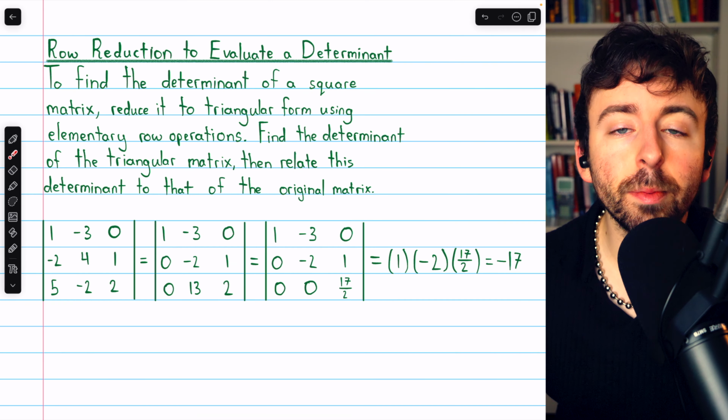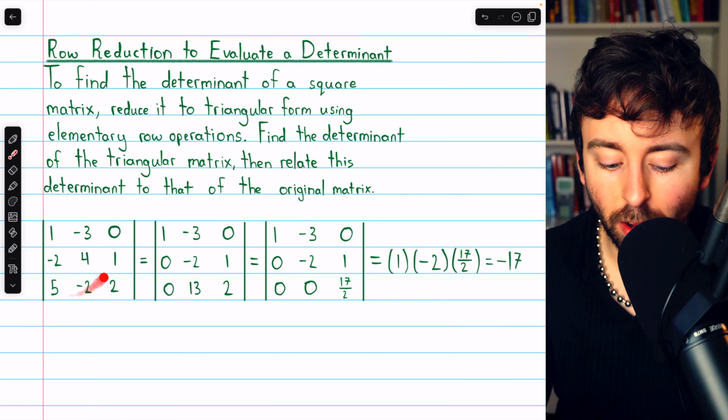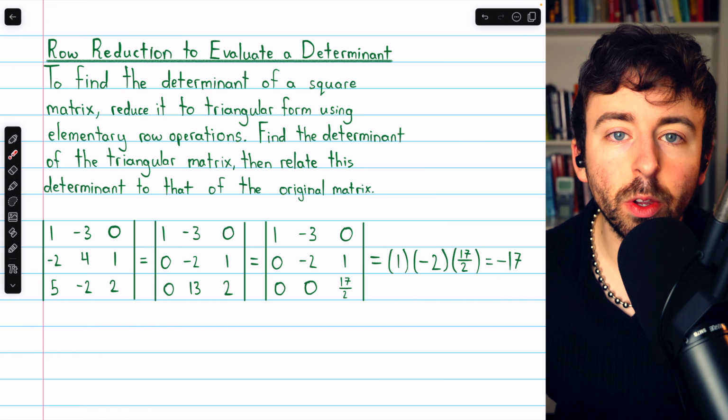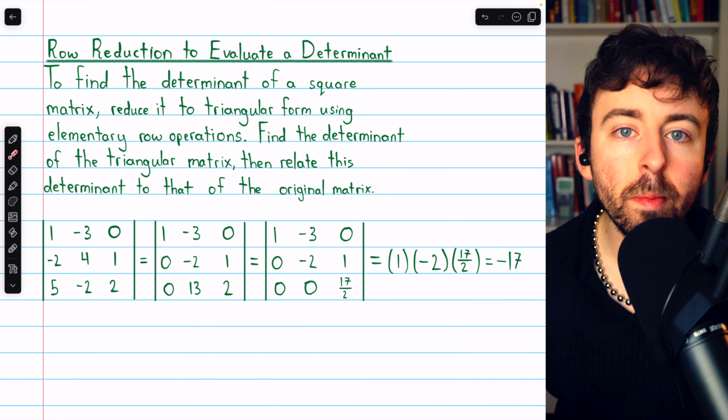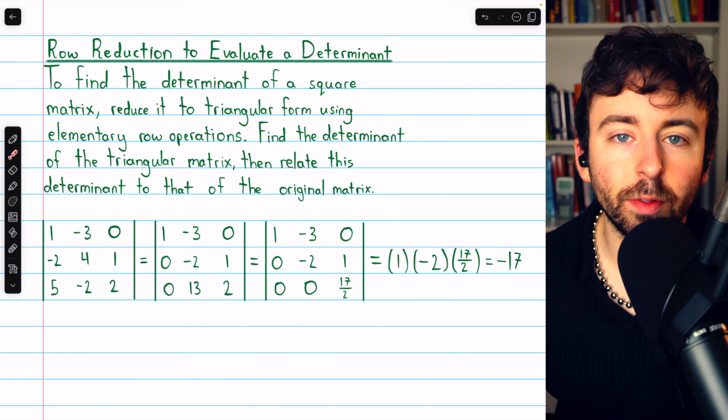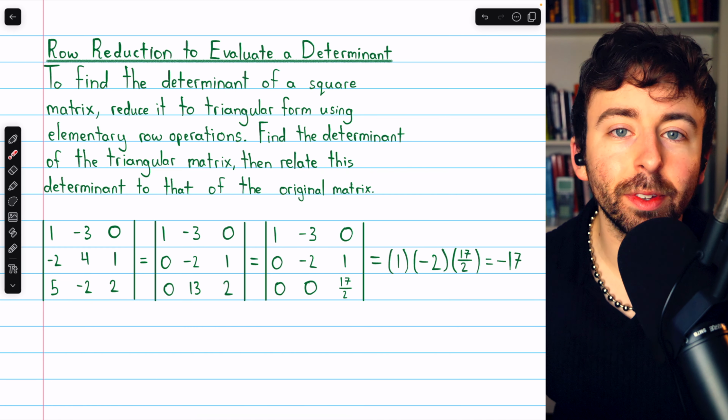Again, the idea is to perform elementary row operations on the matrix to get it to a matrix whose determinant is easy to evaluate. But while we performed those elementary row operations, we kept track of how that must affect the determinant. We'll see more examples next time.